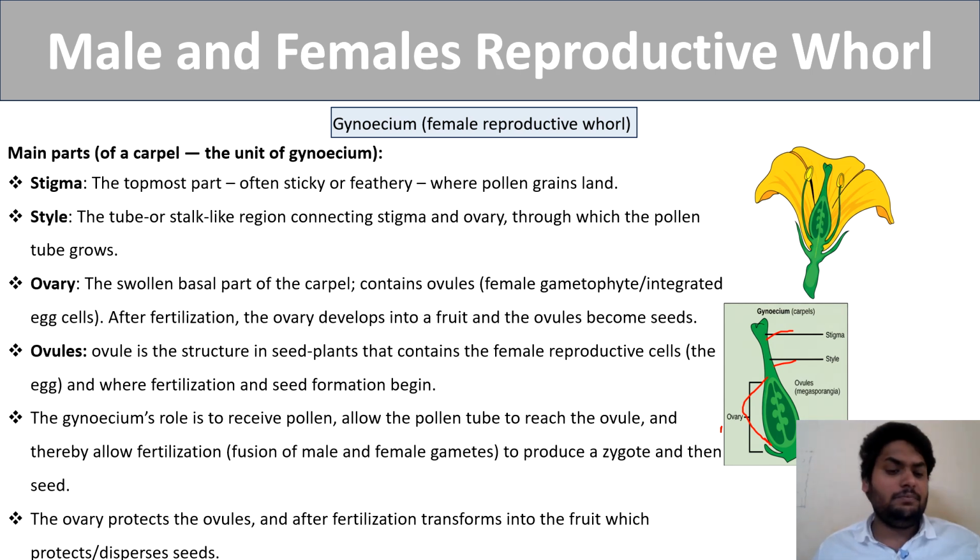So the gynoecium's role is to receive the pollen, allow the pollen tube to reach the ovules, and thereby allow the fertilization to produce the zygote and then the seed. The ovary protects the ovule, and after the fertilization it transforms into the fruit, which protects and helps to disperse the seed.